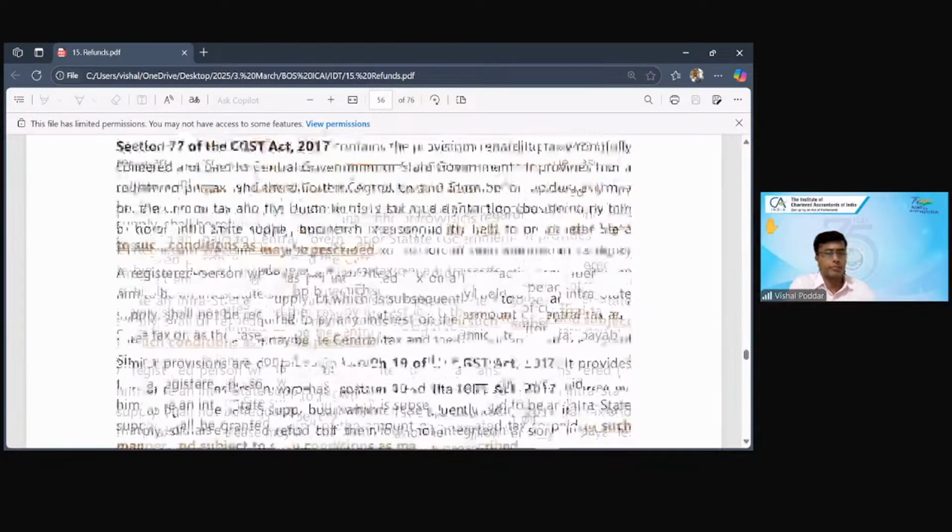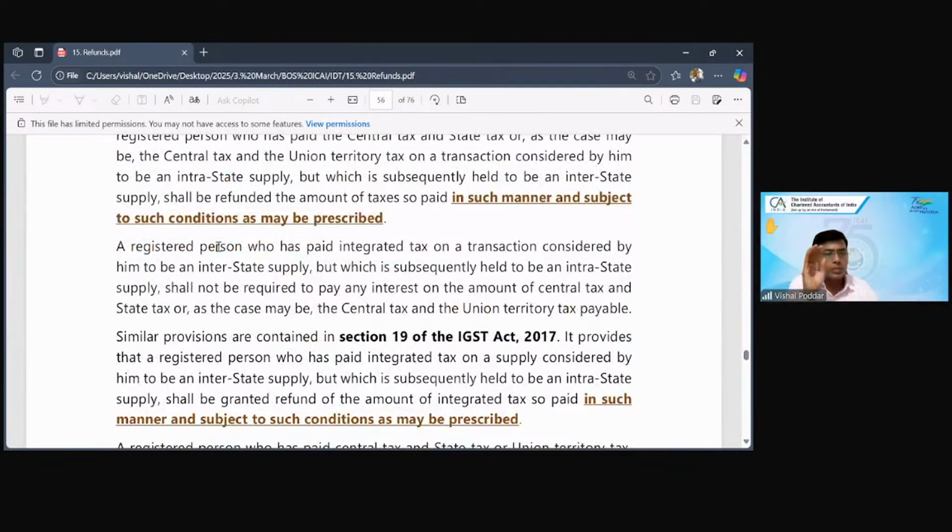What does it say? It says that there was a mistake by the supplier. What is the mistake? The mistake was in classifying. The supplier classified it as interstate supply, but it was actually intrastate supply, or vice versa. It was intrastate supply, but he classified it as interstate supply. So there was a wrong classification by the supplier. It means the wrong tax was paid.